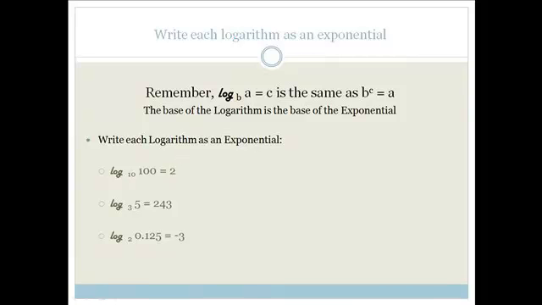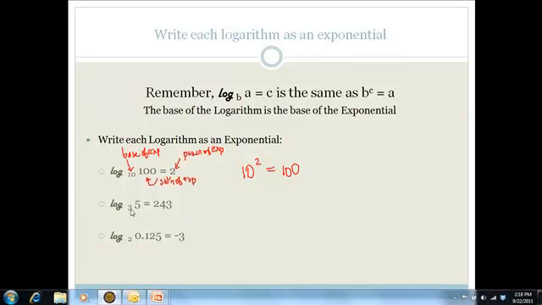Wow, this wasn't very interesting because I just chose a problem that we looked at a moment ago. Remember, this is log base 10 of 100 equals 2. The base of the logarithm is always the base of the exponential. And the solution of the logarithm is always the power of the exponential. And the number that you're taking the logarithm of turns out to be the solution of the exponential. So we can put those pieces together and form our true statement, which involves the exponential 10 to the second power is equal to 100.